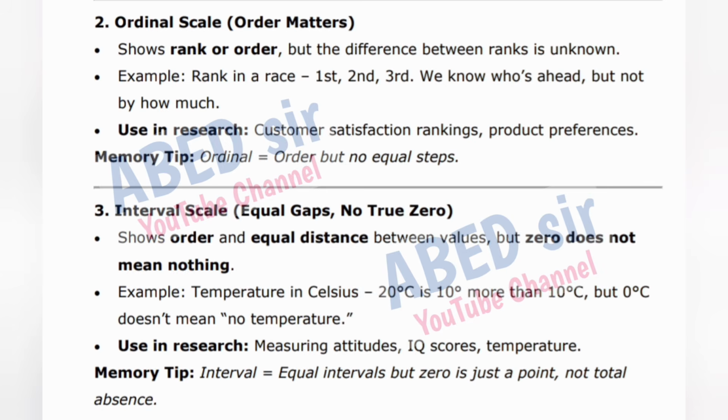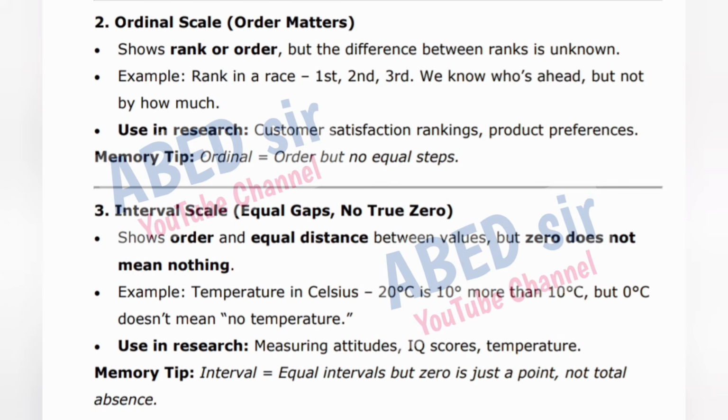2. Ordinal scale, order matters. Shows rank or order, but the difference between ranks is unknown. Example: rank in a race, first, second, third. We know who's ahead, but not by how much. Use in research, customer satisfaction rankings, product preferences. Memory tip: ordinal is equal to order but no equal steps.